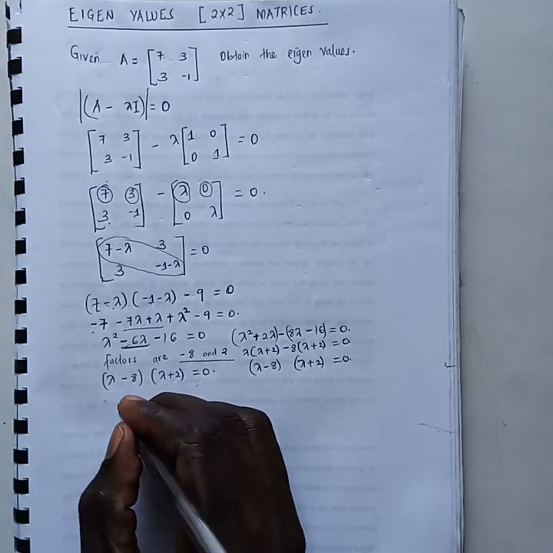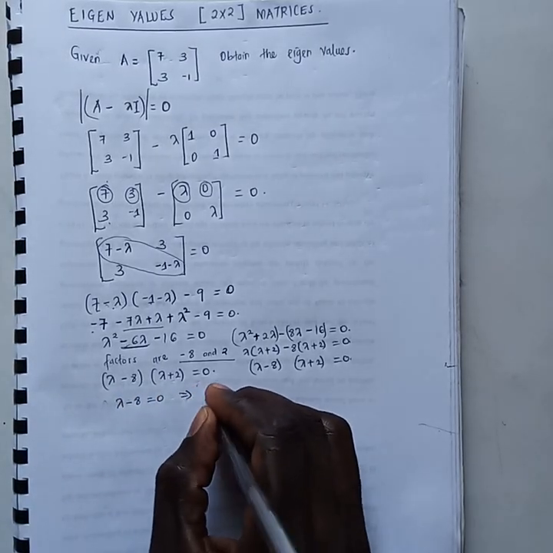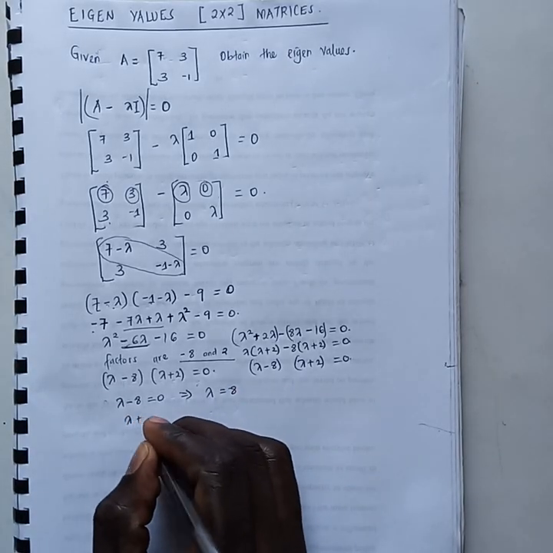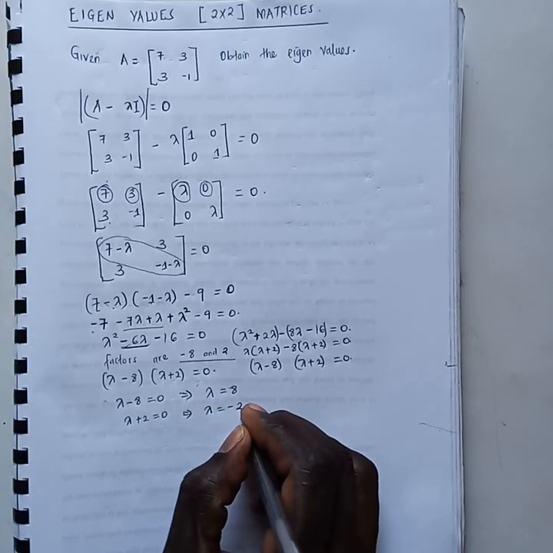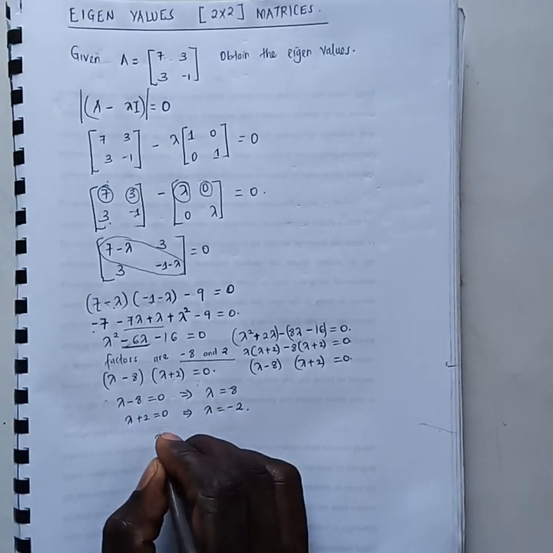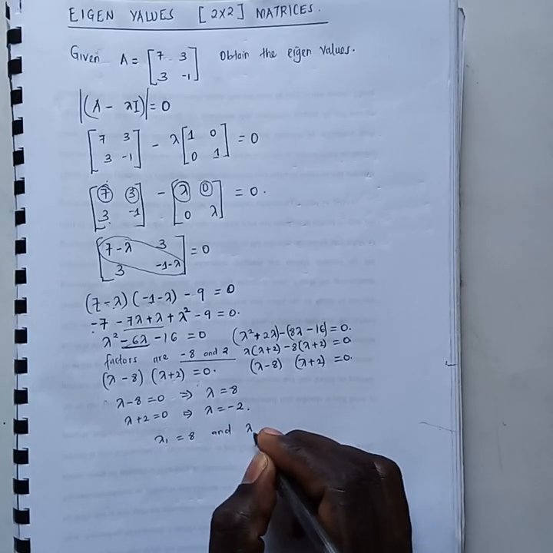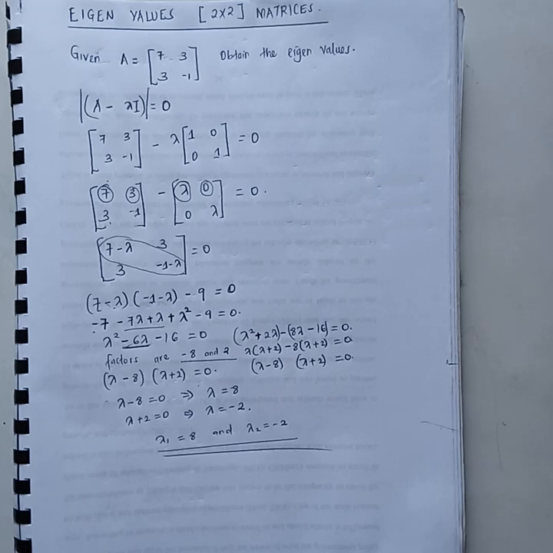So we are going to say lambda minus 8 is equals to 0. This implies that lambda is 8, and again lambda plus 2 is equal to 0. This implies that lambda is equal to negative 2. So you can say that lambda 1 is 8 and lambda 2 is negative 2. That is how you obtain the eigenvalues of any matrix.